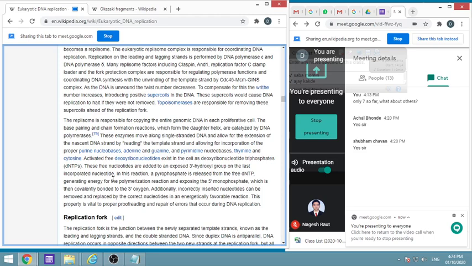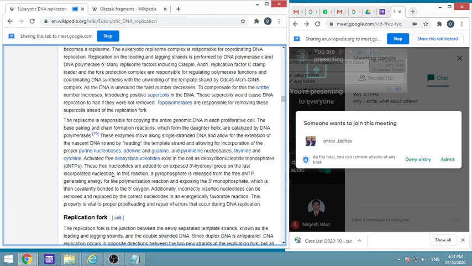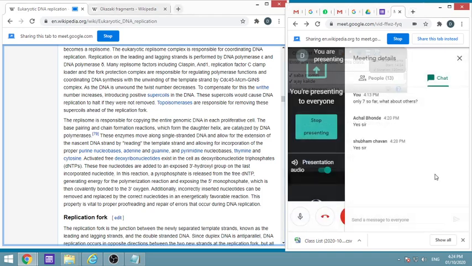Then topoisomerases avoid this kind of supercoiling. I told you a simple way of seeing it: if you pull the thread, both strands simultaneously, you will find that coiling takes place because of the winding structure, and topoisomerases play an important role in that.